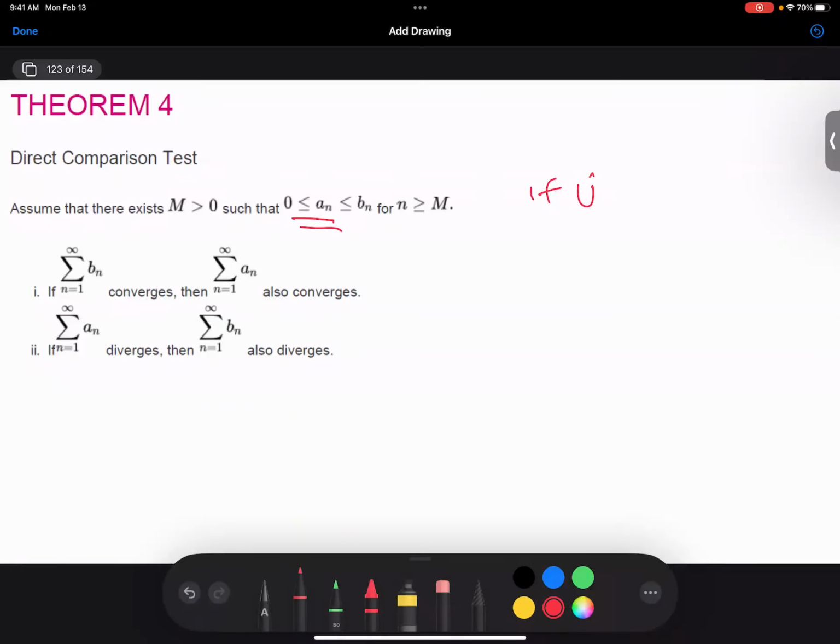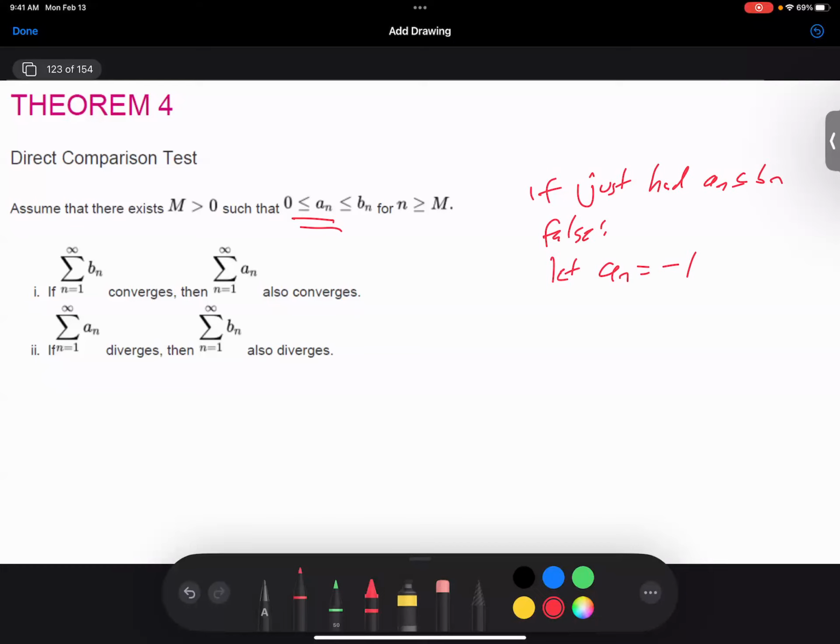If we just had an ≤ bn, that would be false. Let an equal -1. Well, if I take -1 and I just keep adding -1, -1, -1, -1, that's going to go to -infinity. So again, always look at the conditions.